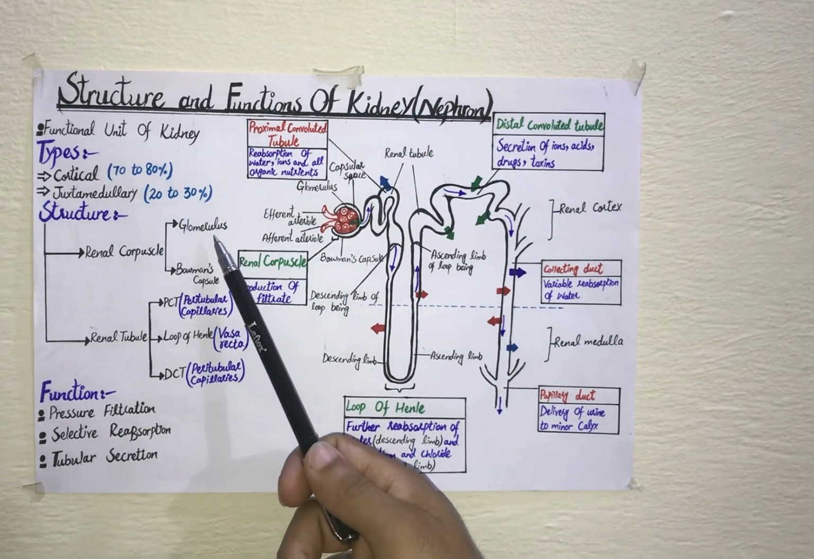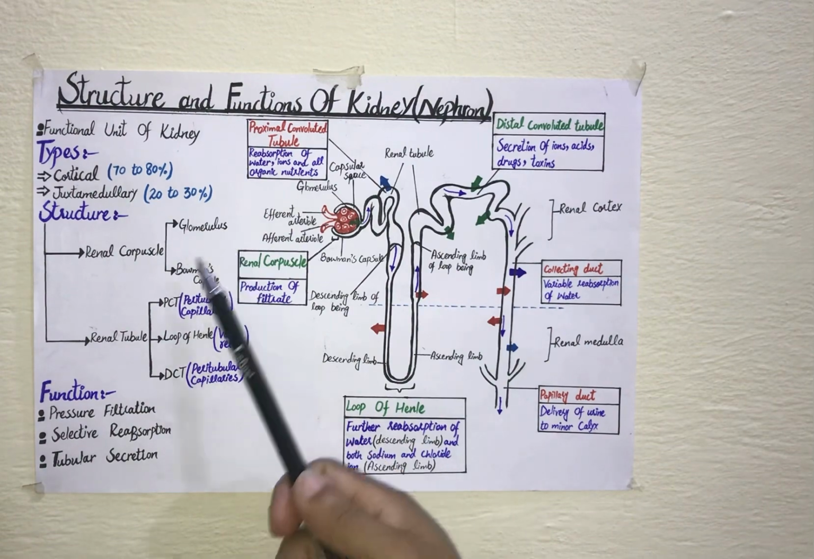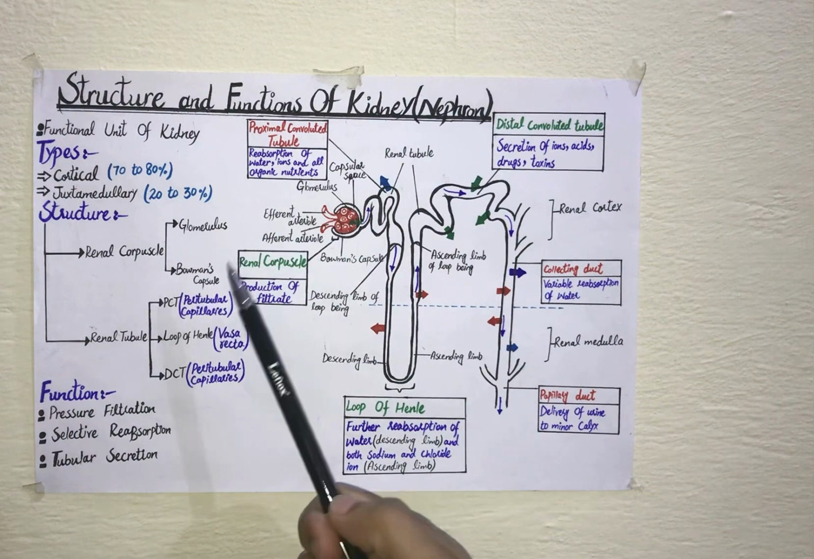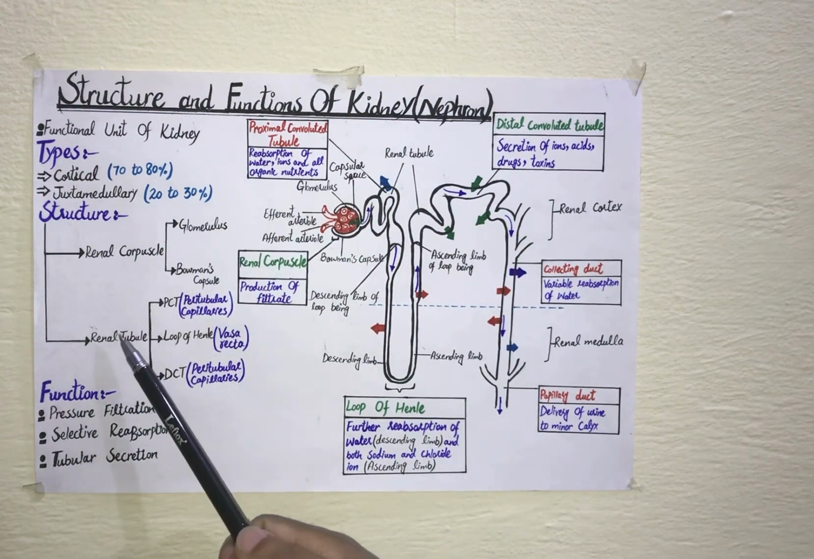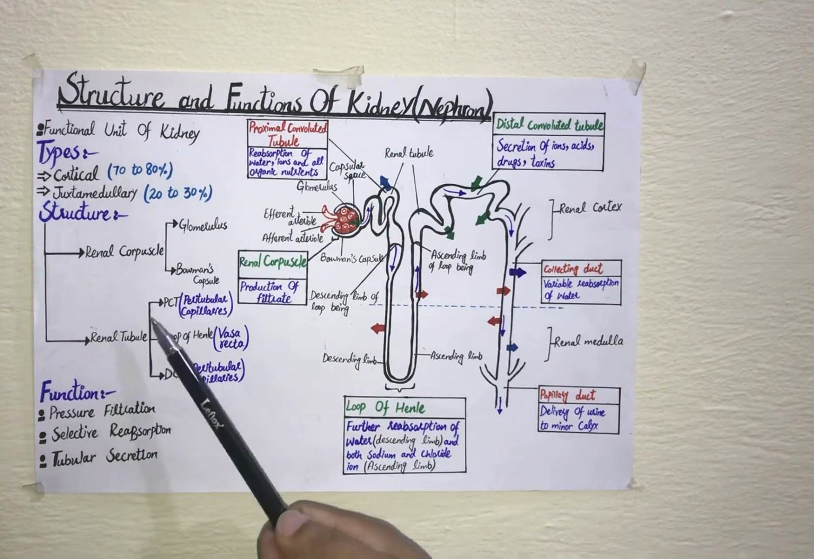One is the glomerulus, which is a tuft, or as you can say, a network of capillaries, and the other is the two-wall thick capsular shape known as Bowman capsule. The other part of the nephron is the renal tubule. It is further divided into three basic tubes.